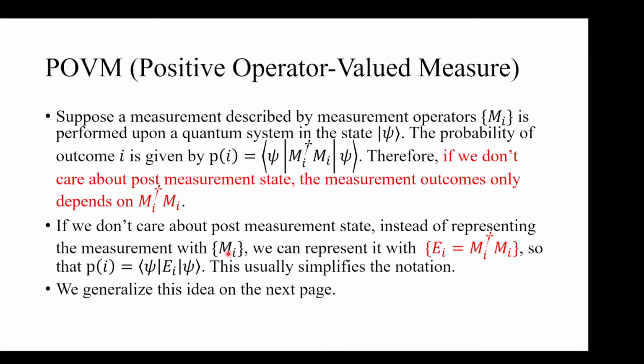For example, you will see this equation is simpler than this equation. If you write down M_i, you need to write M_i dagger M_i for your probability. If you write down E_i, you just need to write E_i here. So that's basically that. When you only want to calculate probability, writing E_i is easier than writing M_i dagger M_i.